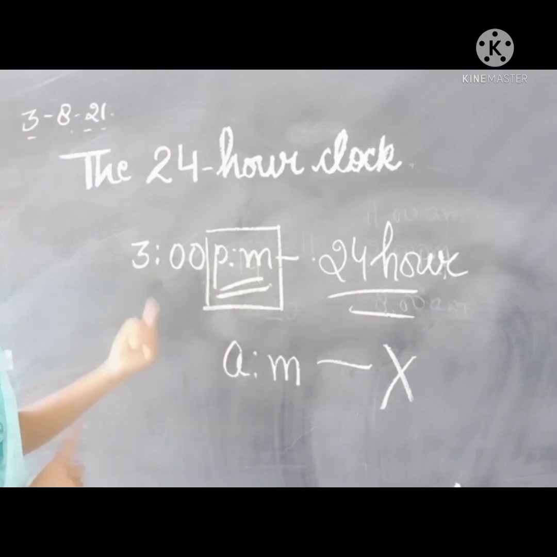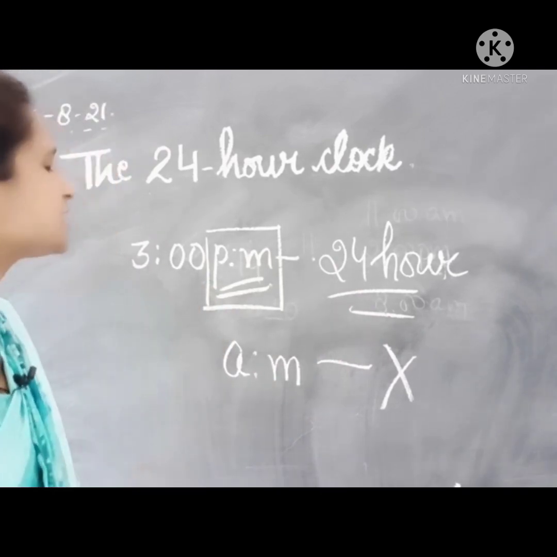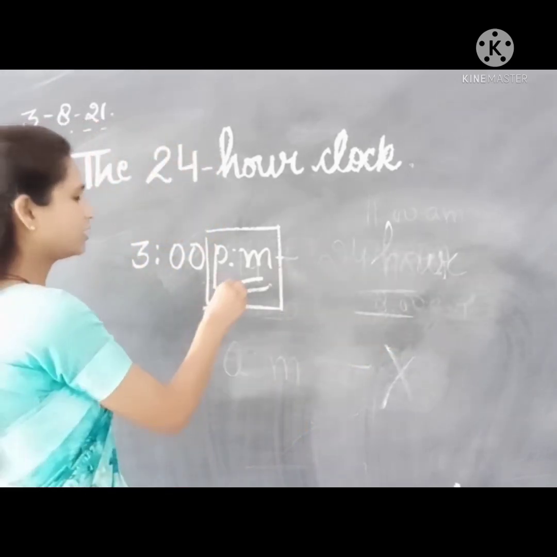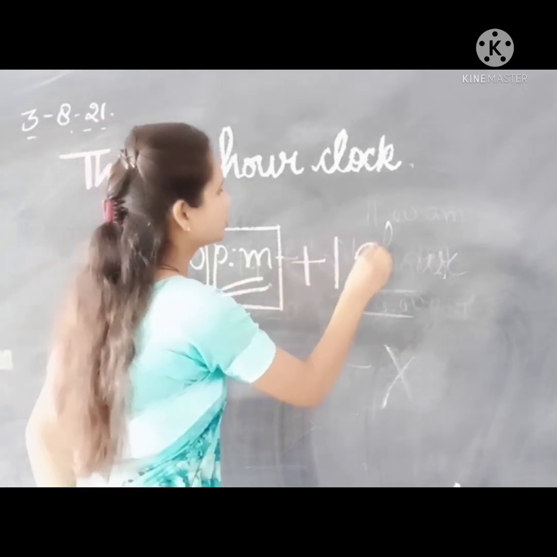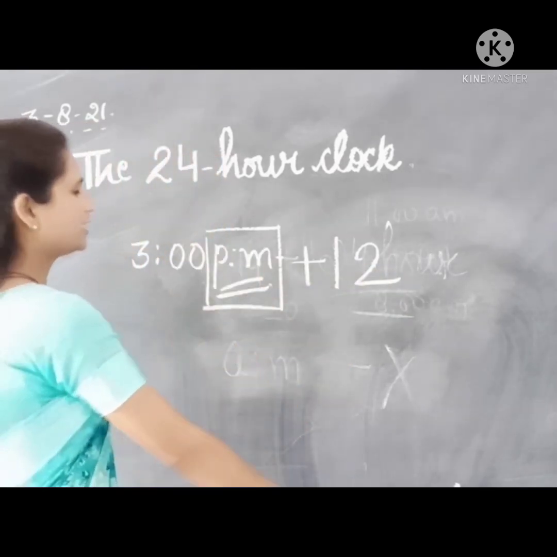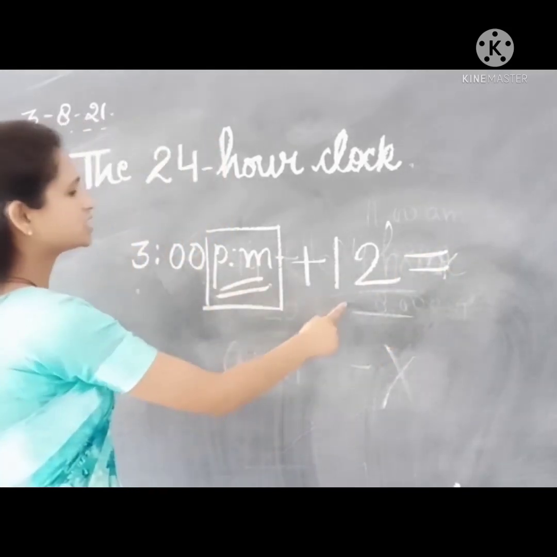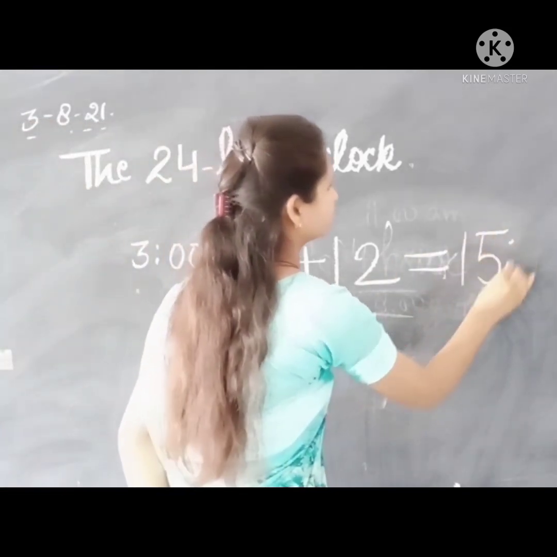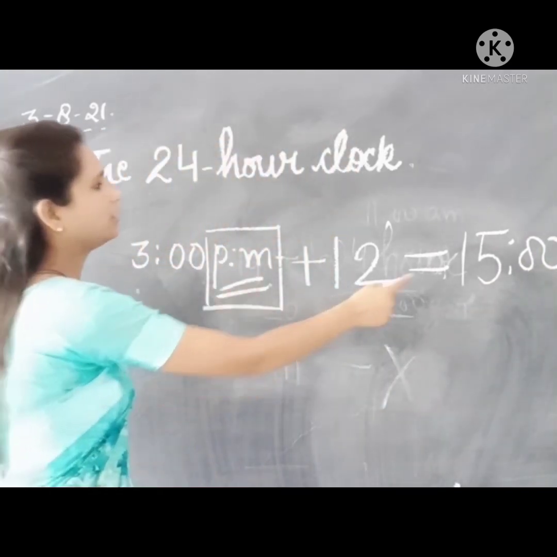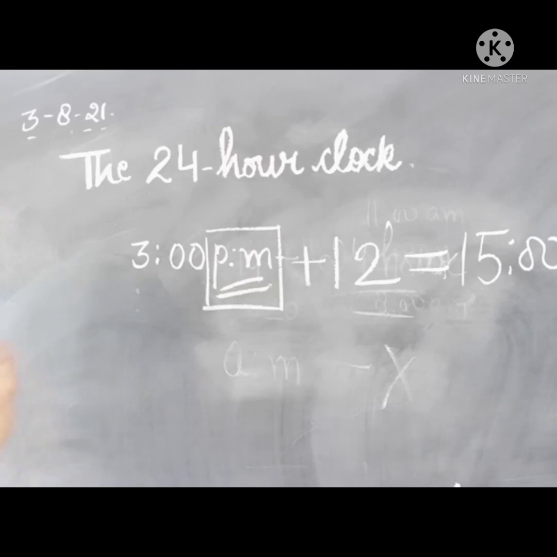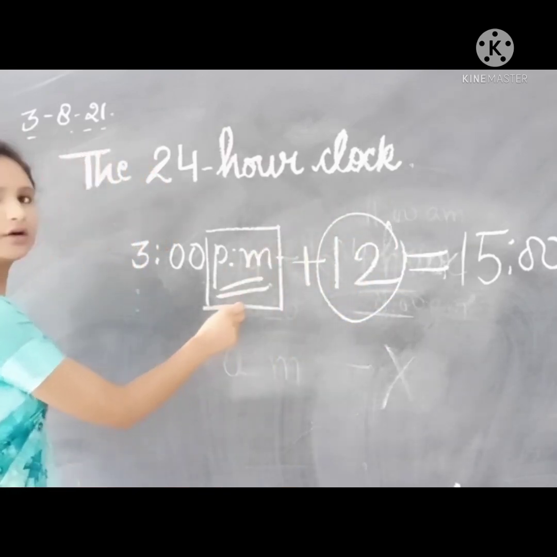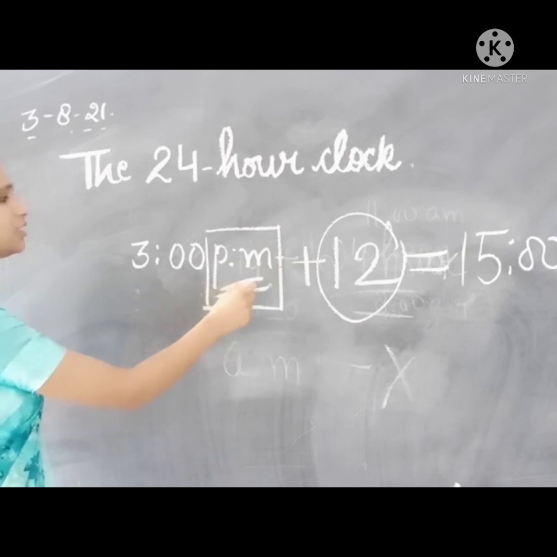For converting any time into 24-hour clock, what we have to do? If it is in PM, we simply have to add 12 to it, and that's it. 3 plus 12, that is 15. Only you have to add 12 to the time that is in PM.